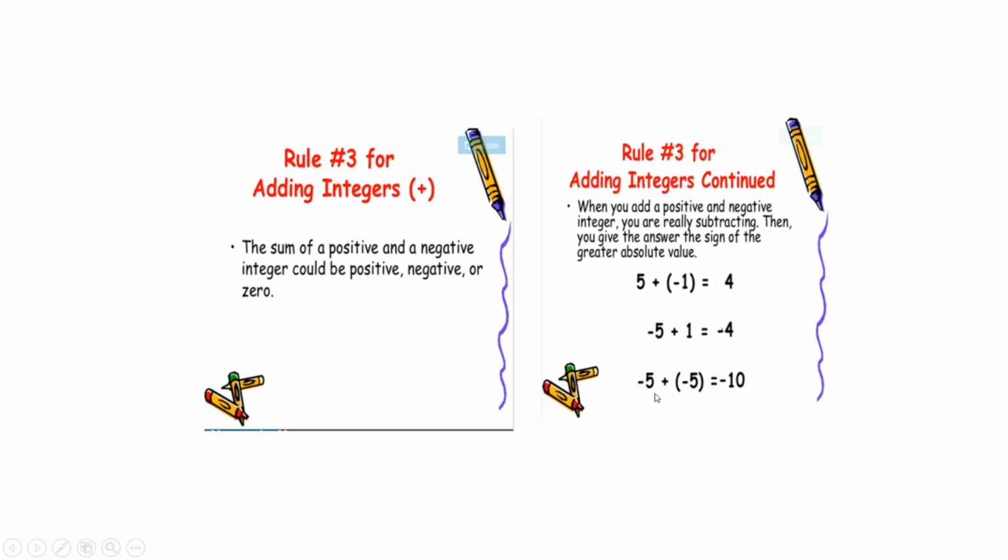Next example is -5 plus -5. Both the integers are negative integers. So if both integers are negative integers, we have to add. So 5 plus 5 is 10 and here you will get a minus sign.